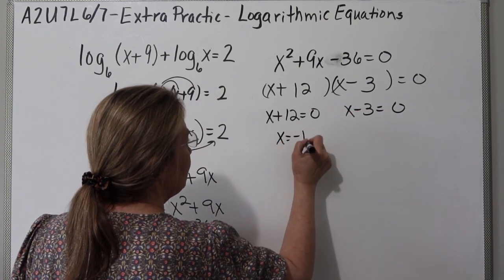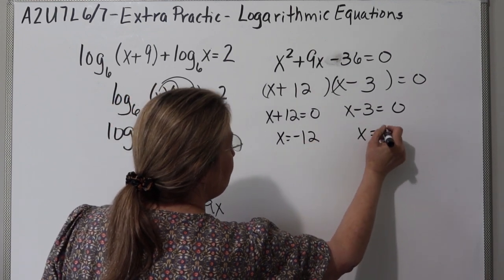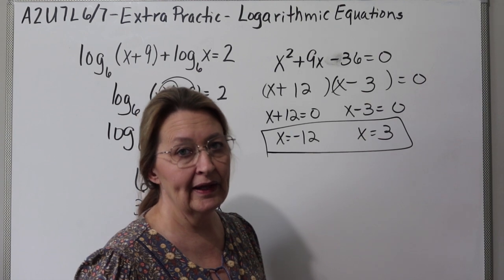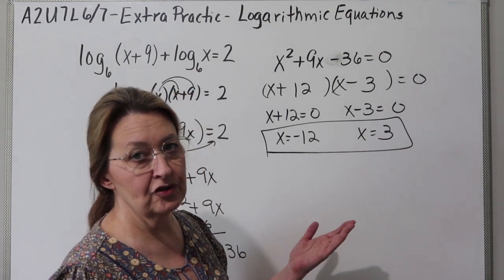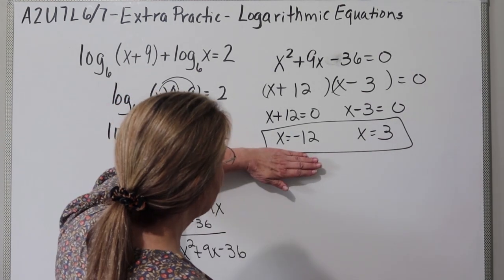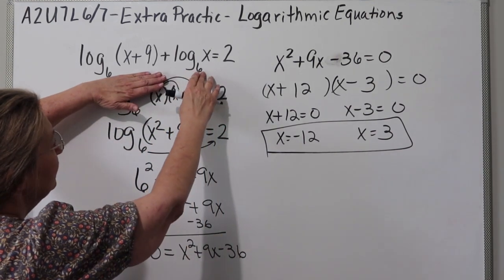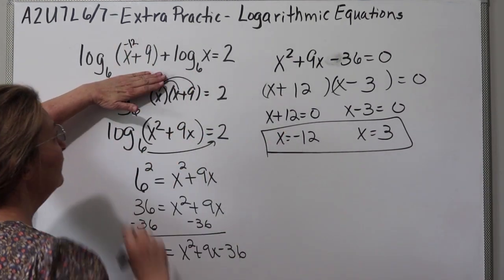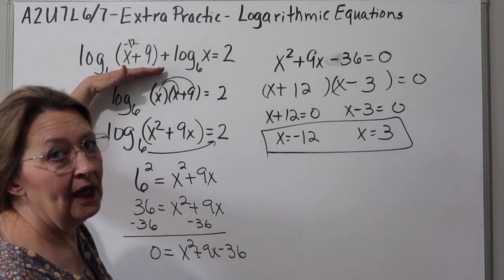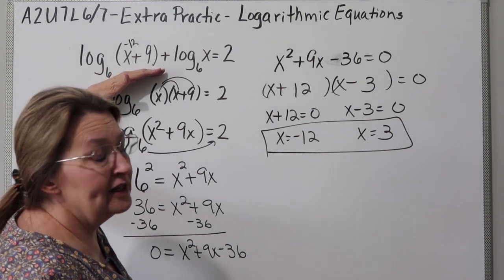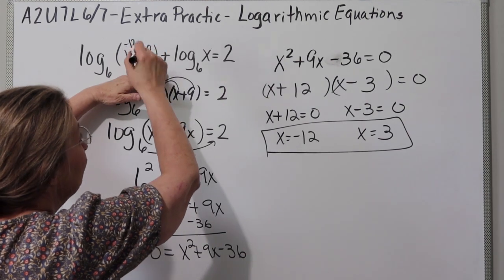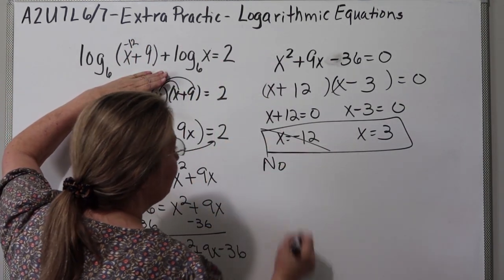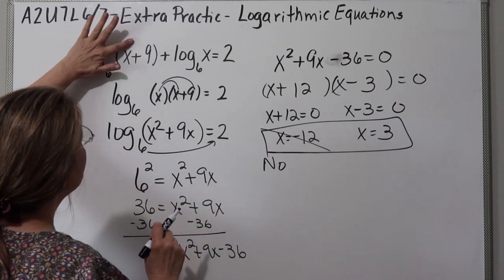And then I'm going to solve. This one is x equals negative 12. This one solves to x equals 3. Now these are just possible answers until I fill them in and make sure they're not extraneous. So let's take negative 12. Now when I come back up here to my original, if I plug a negative 12 in here, negative 12 plus 9 is negative 3. And we've already said that's the sign of an extraneous solution when you have a negative argument in your logarithm. So this is a no. It's extraneous.